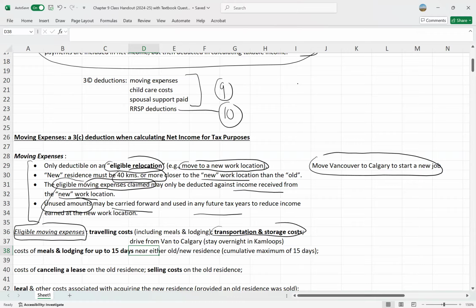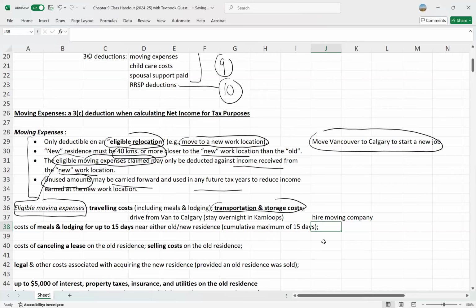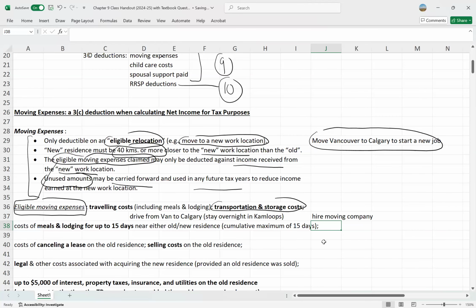Transportation and storage cost. Let's say that you hire a moving company to move all your belongings from Vancouver to Calgary. That transportation, and let's say when you get to Calgary, they have to store your furniture for a few days, those costs would qualify as well. And then we have this next one, cost of meals and lodging for up to 15 days near your old or new residence, up to a maximum of 15 days.